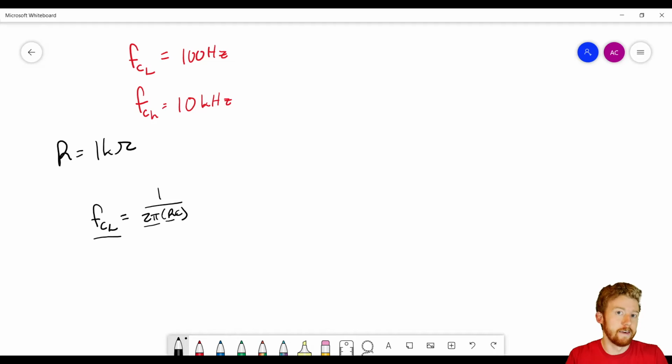Now, if you're not given R, you can choose any R that you want and then choose any C that you want. Or you could do it vice versa. You could choose C and then decide on your R based on what you have available. But for us, I'm just going to go ahead and start with this 1 kilo ohm.